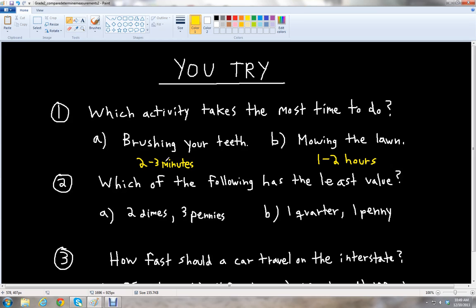But you can see here when we're comparing these 2 things that brushing your teeth definitely takes a lot less time than mowing the lawn, because even if you have a small yard, it definitely takes more than a few minutes to do, maybe at least 20 to 30 minutes minimum. So the activity that takes the most time to do would be mowing the lawn. So the answer is B.